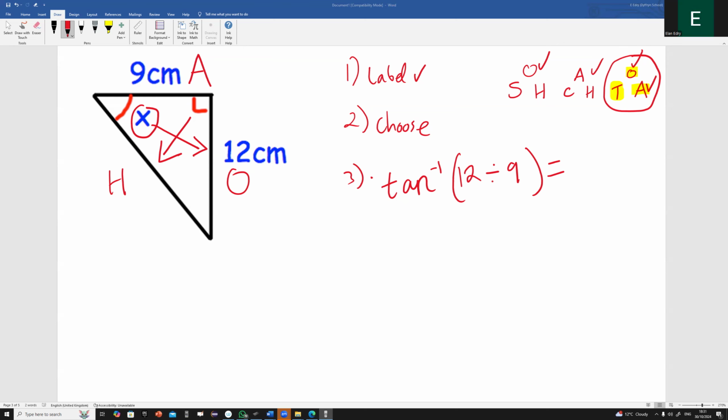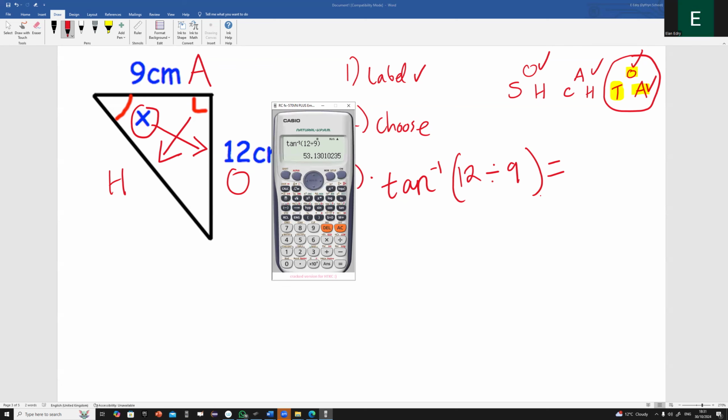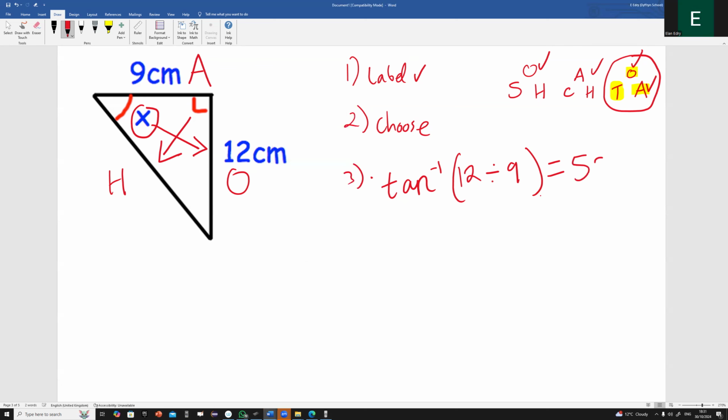53.1. That's what I get as well. Or 53.13. Brilliant. I'll be happy with that. Okay, so not the easiest, to be honest, but I think you've done really well there.